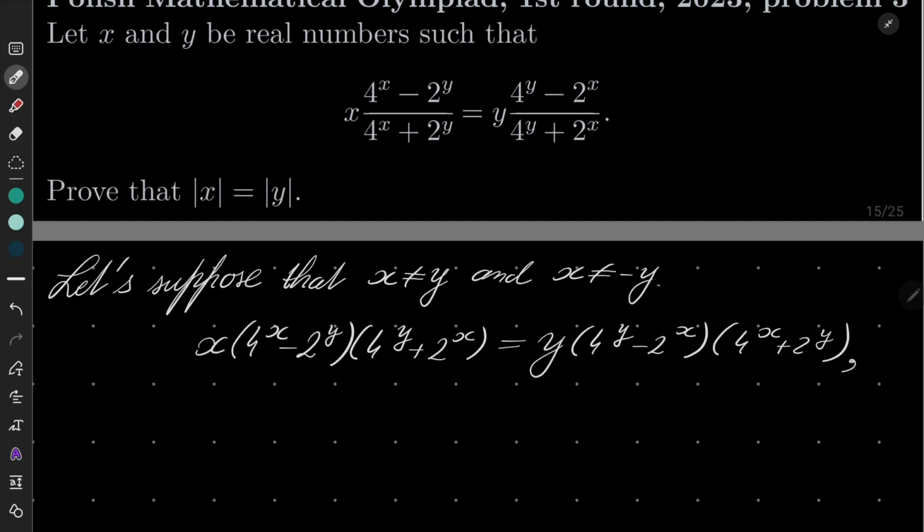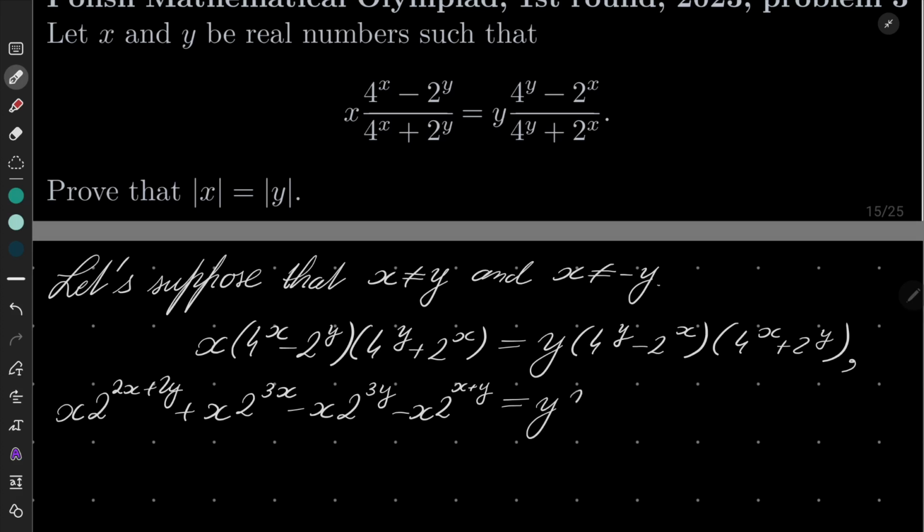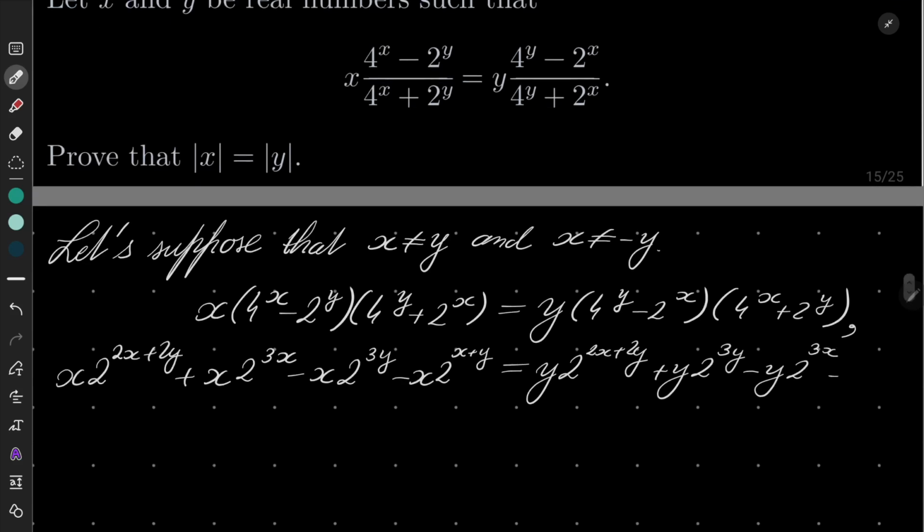After expansion, we will get the following: x 2 to the power 2x plus 2y plus x 2 to the power 3x minus x times 2 to the power 3y minus x 2 to the power x plus y equals y 2 to the power 2x plus 2y plus y 2 to the power 3y minus y 2 to the power 3x minus y 2 to the power x plus y.